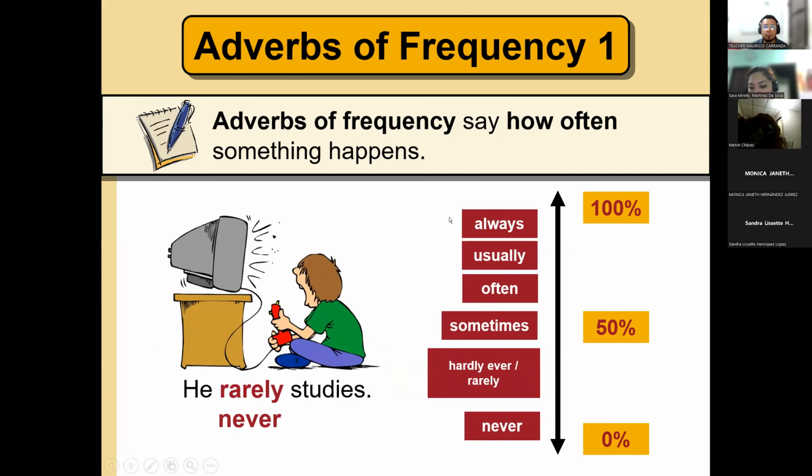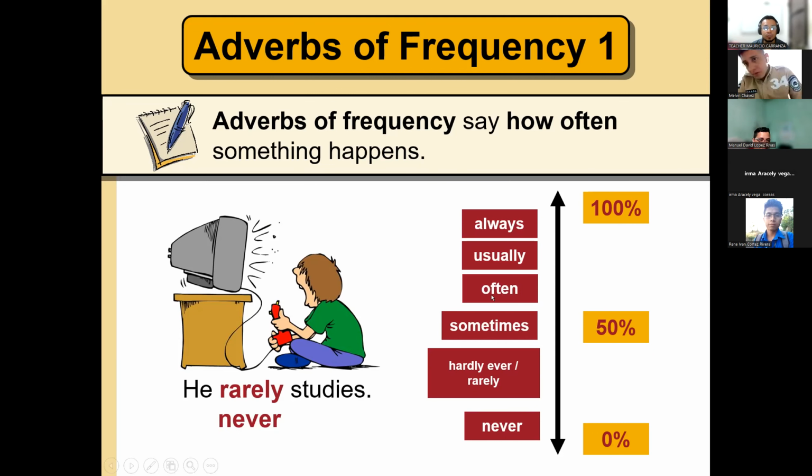So I need you to repeat after me. Always. Always. Usually. Often. You don't pronounce the T, right? You only say often. Sometimes. Hardly ever. Rarely. Never.